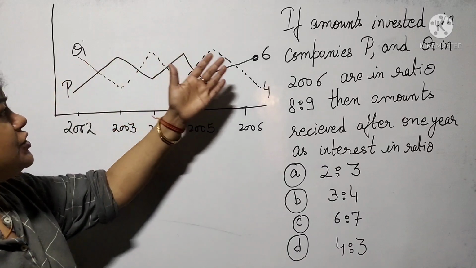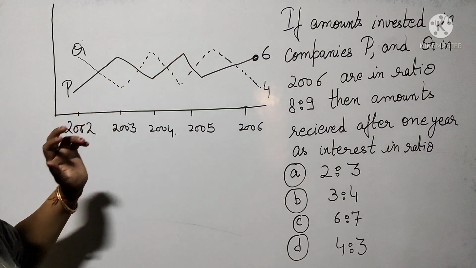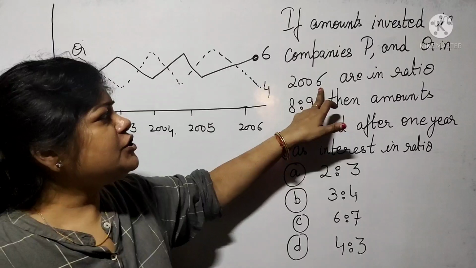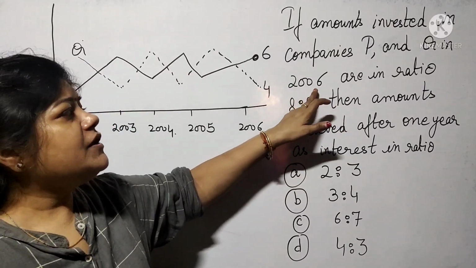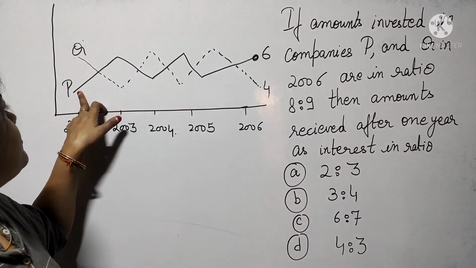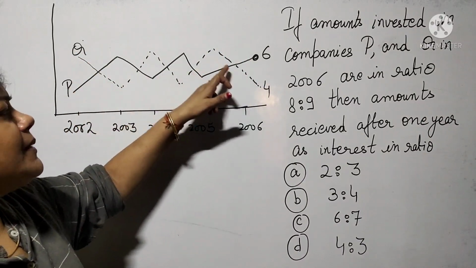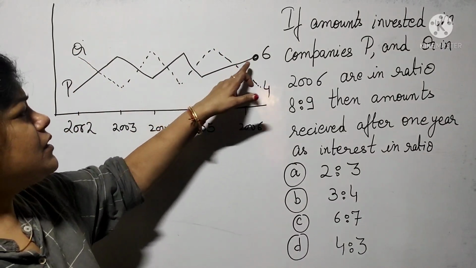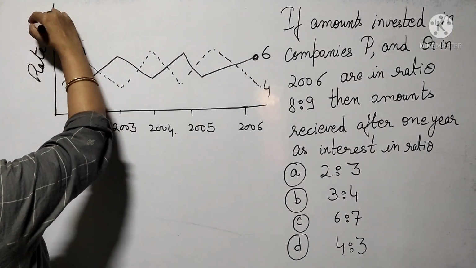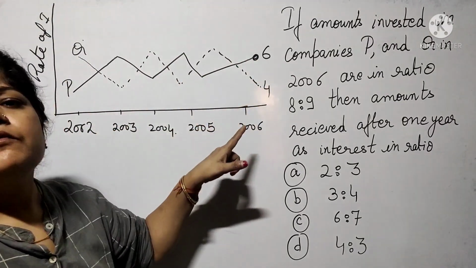And there's a chart type of that. What is the rate of interest for that? Now, you have to be careful. That means in which year it is given. It is given in 2006. In 2006, rate of interest for the company P, that means P company is denoted by dark line and Q company is denoted by dotted line. So rate of interest for the P company is 6. This is the rate of interest. So for P it is 6 and for Q it is 4%.